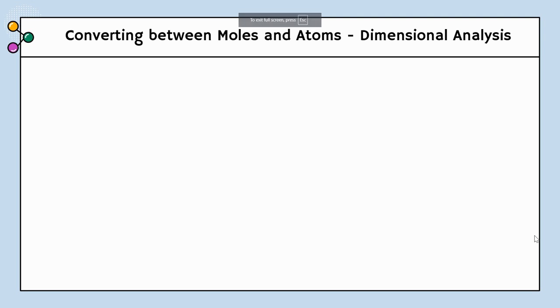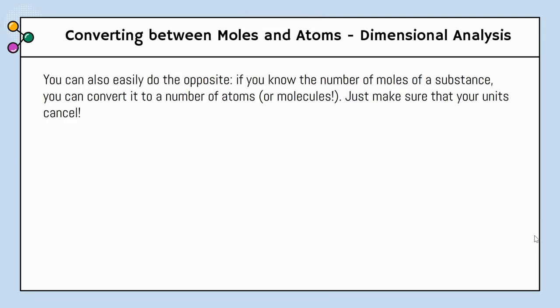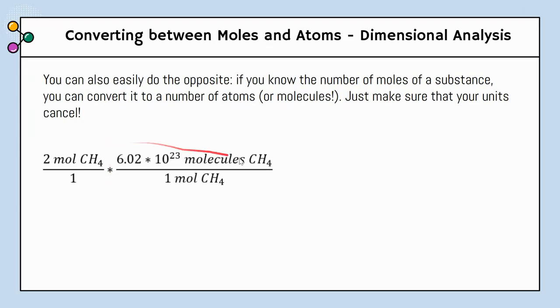So we can do the same thing, but instead of starting with atoms, if we know the number of moles of a substance, we can convert it to a number of atoms or molecules, as long as our units cancel. For instance, if I start with 2 moles of CH4, that's methane, I will put it over 1, just like dimensional analysis dictates. I'll then multiply it by my conversion factor, which is still 1 mole is equal to 6.02 times 10 to the 23 anything.